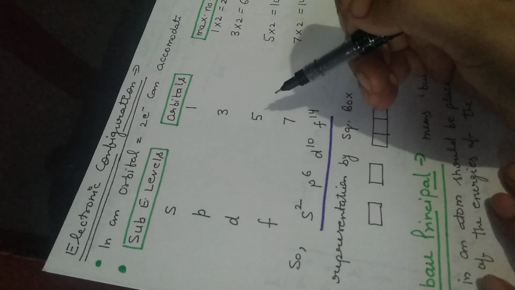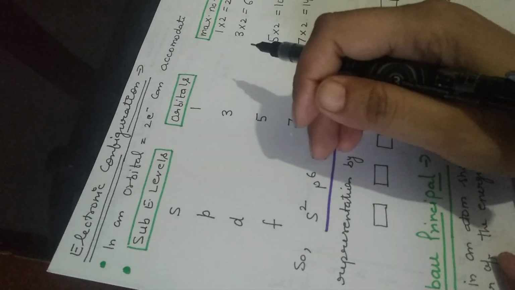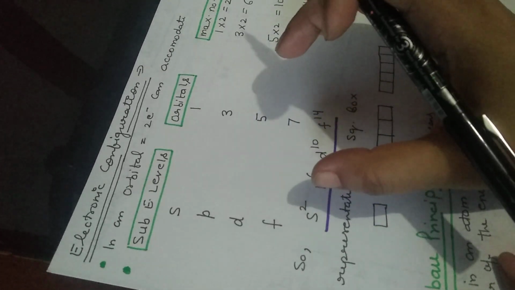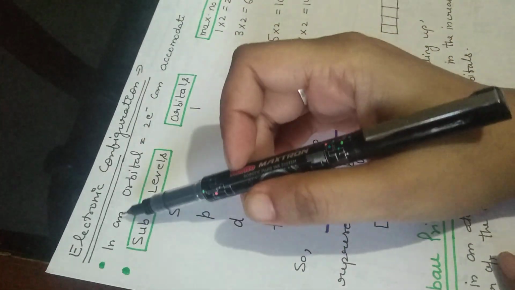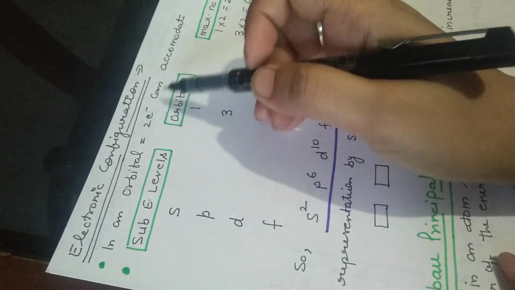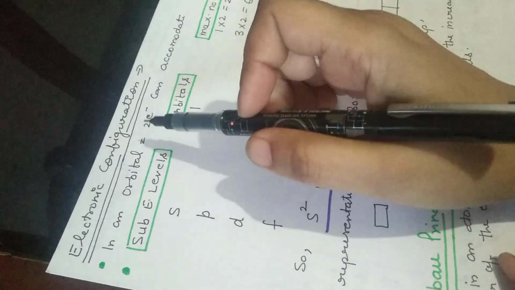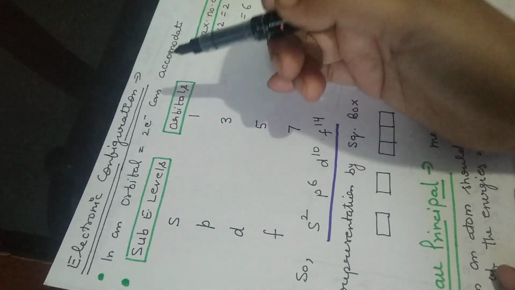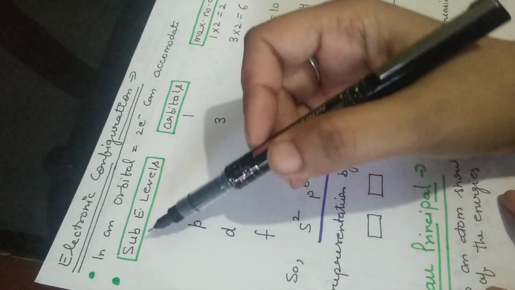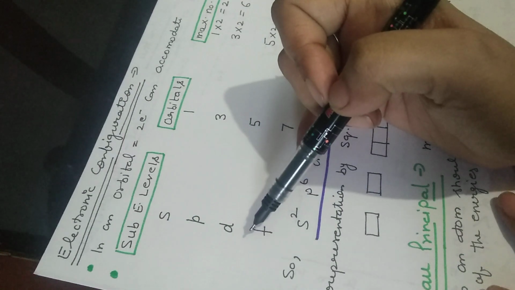Now we will see the electronic configuration. So what is electronic configuration? The things we have to remember before going to the electronic configuration are, first, that in an orbital only 2 electrons can be accommodated. So one orbital has the capacity of accommodating only 2 electrons.